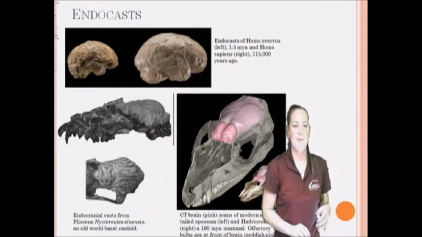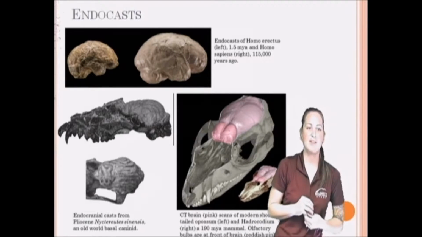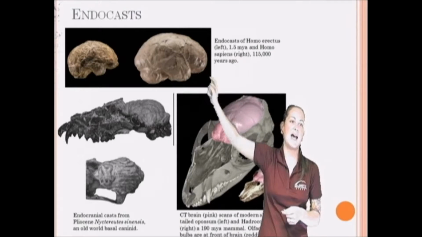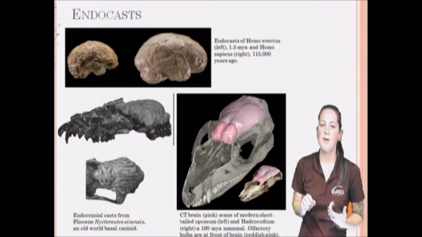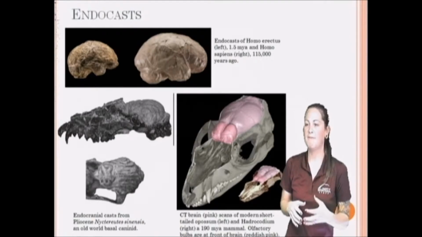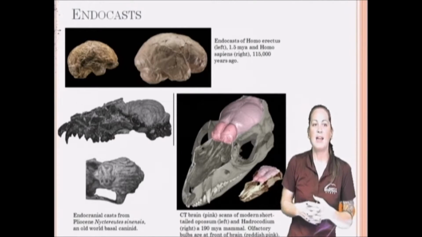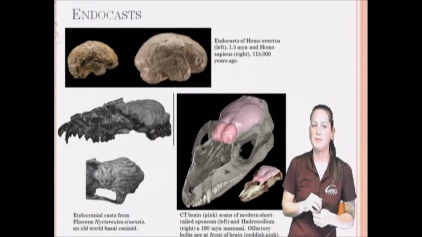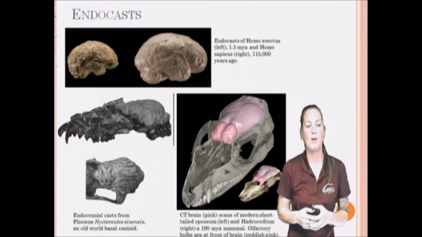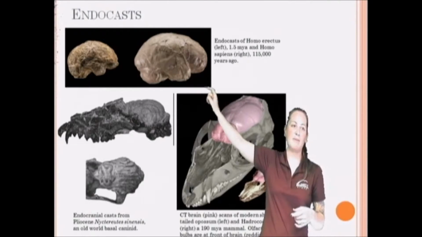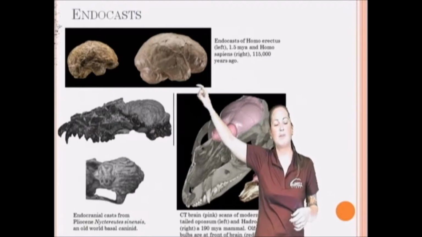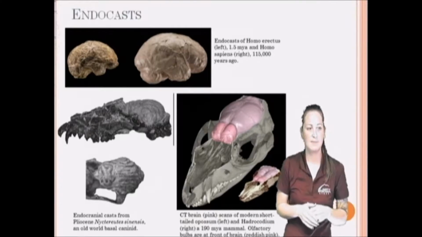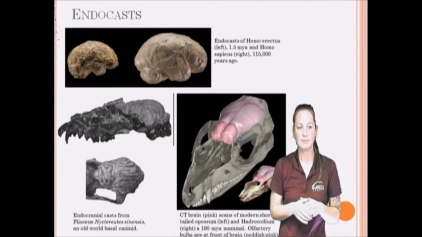So here are some examples of different types of endocast. This top one up here, the one on the far side, is an endocast of Homo erectus, about 1.5 million years old. And then the larger brain right here is from a Homo sapien, so about 115,000 years old. So very, very old. Both of these are man-made. They're made with a resin or plaster from the skulls of these ancient humans or hominids.